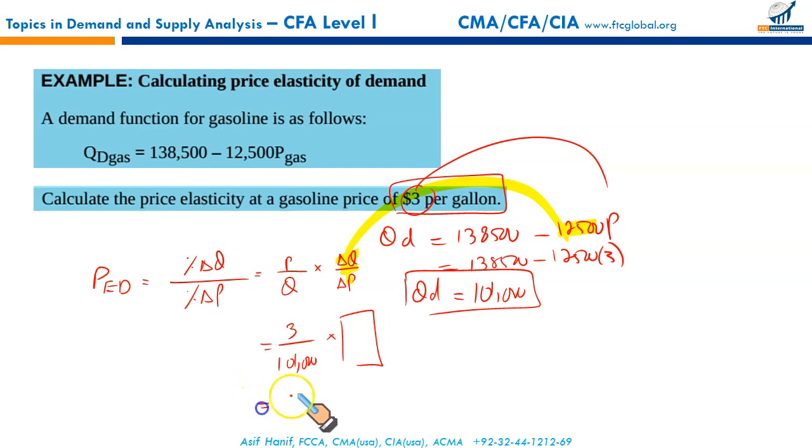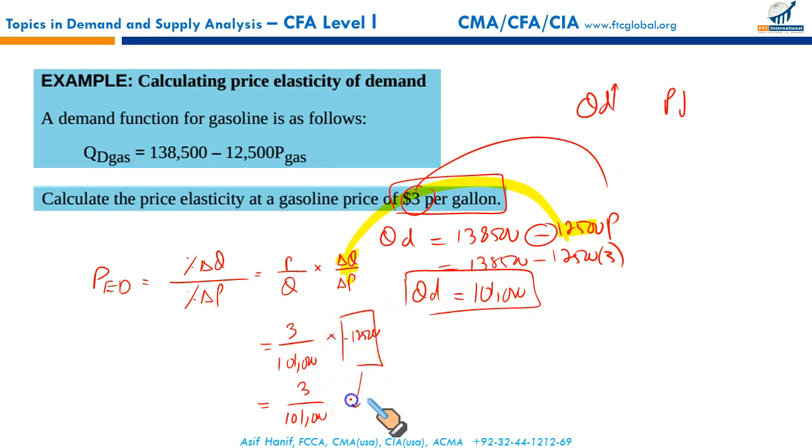So I'm just going to replace it: 3 by 101,000, and this negative sign indicates that the quantity demanded and the price are negatively linked. That is, the result would be negative. So I'm going to plug in the negative number as well, 12,500.